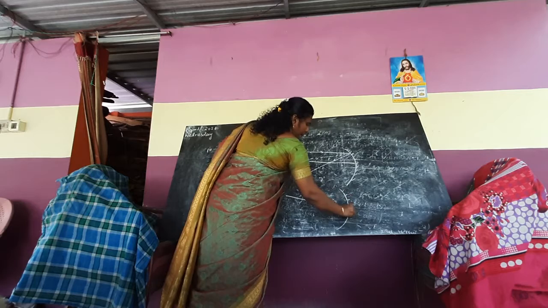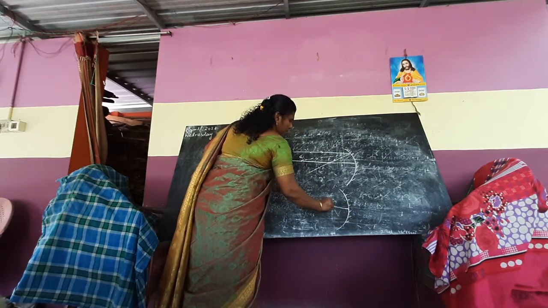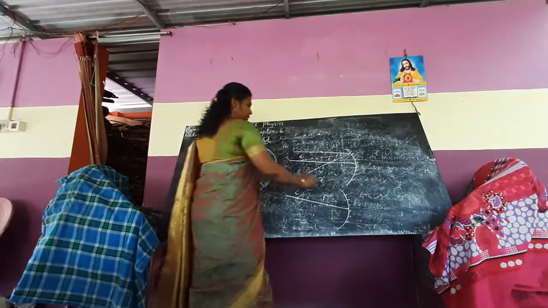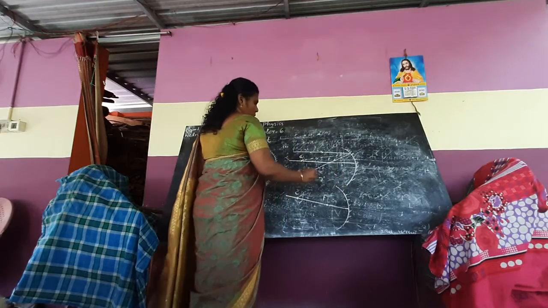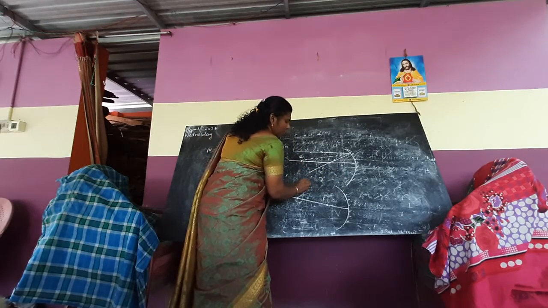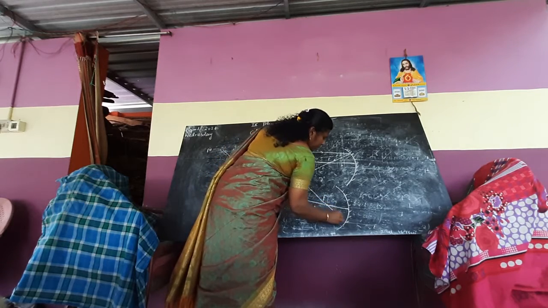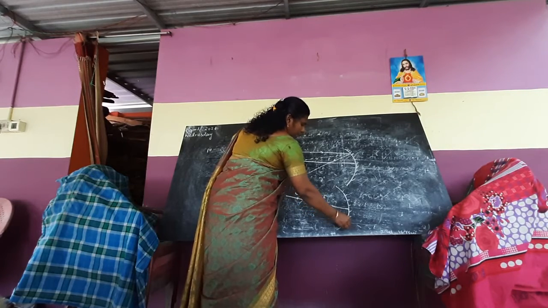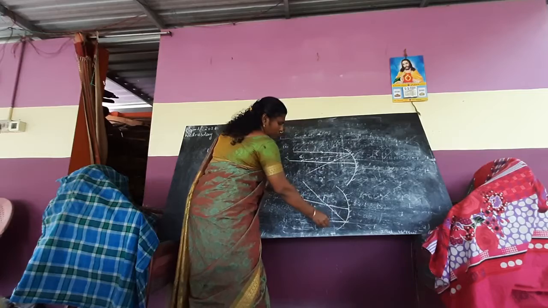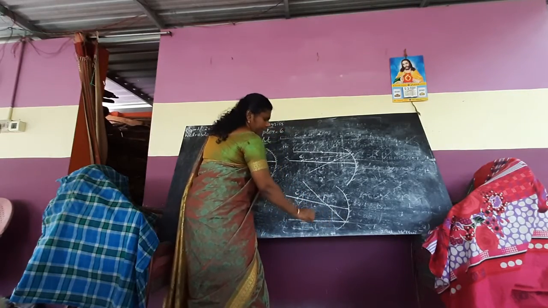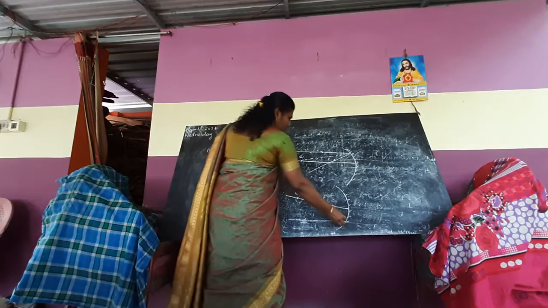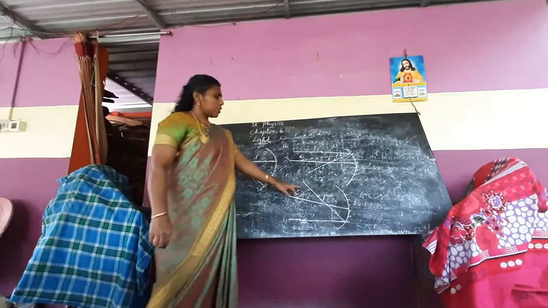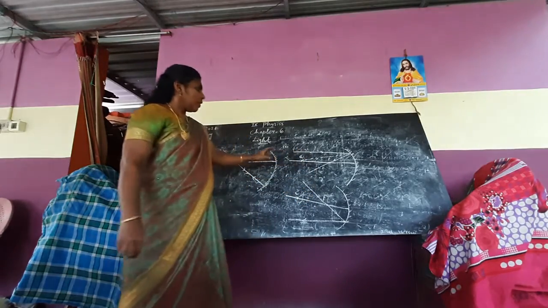Third rule. This mirror, principal axis, principal focus and center of curvature are there. Now, when a ray passes through the principal focus of a concave mirror, arrow mark like this, after reflection it will emerge parallel to the principal axis. The normal line passes through the center of curvature. Okay, so this is the third rule. See the first and second rules.